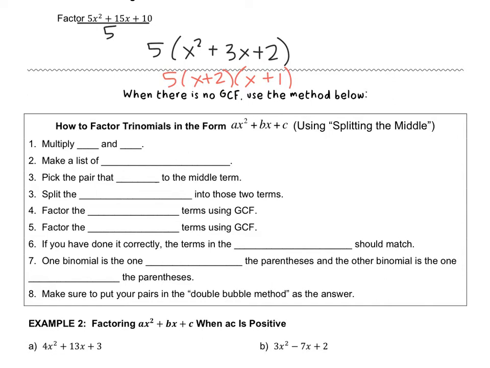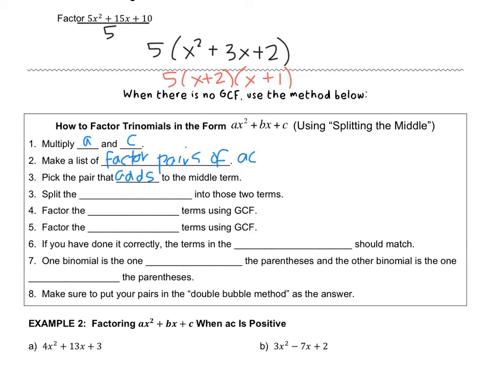Now remember, a trinomial is in this form, ax squared plus bx plus c. That's the form that we need for it to be factorable. And so the first thing that we're going to do is multiply the a and the c term. So that would be the coefficient of the x squared and the constant. Then you make a list of factor pairs of a times c. So similar to what we did in the last lesson where we made a list of factor pairs of the c value, but this time we're going to make a list of pairs of a times c. Then, very similar to what we did before, you pick the pair that adds to the middle term.